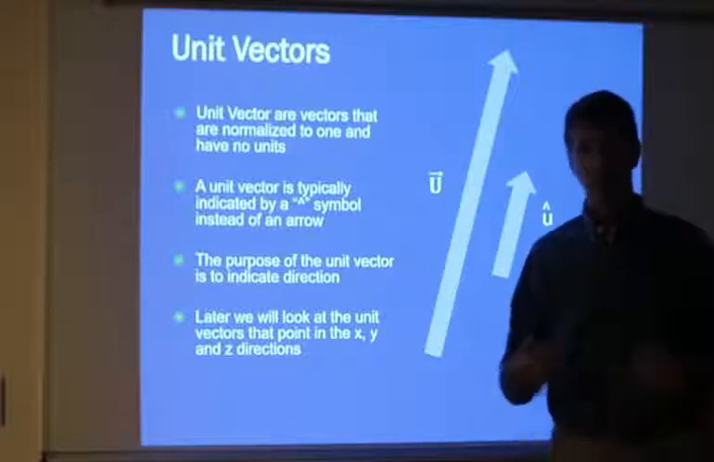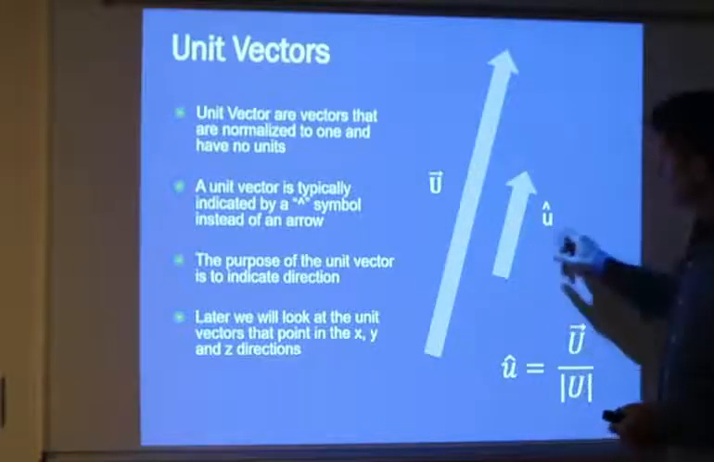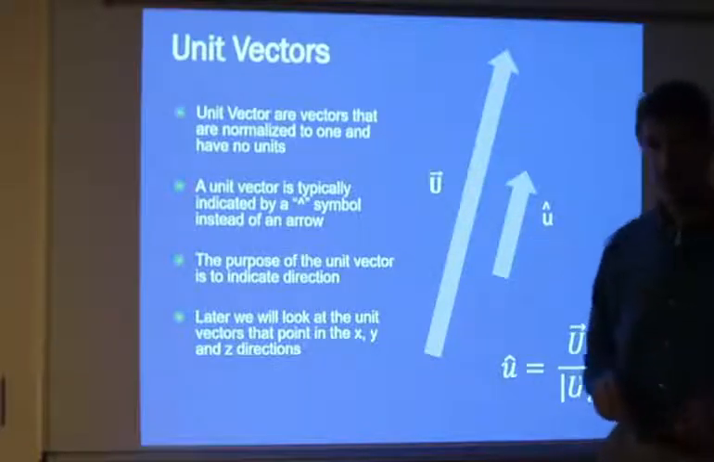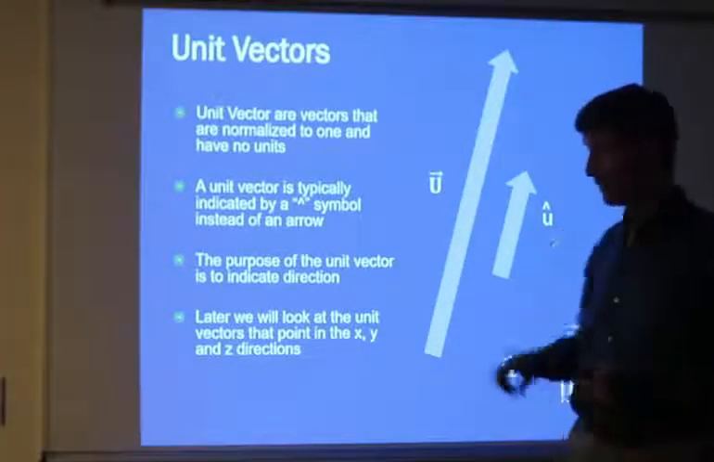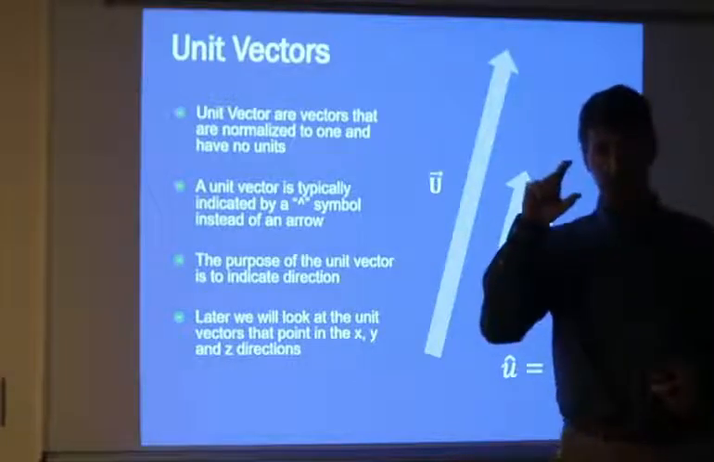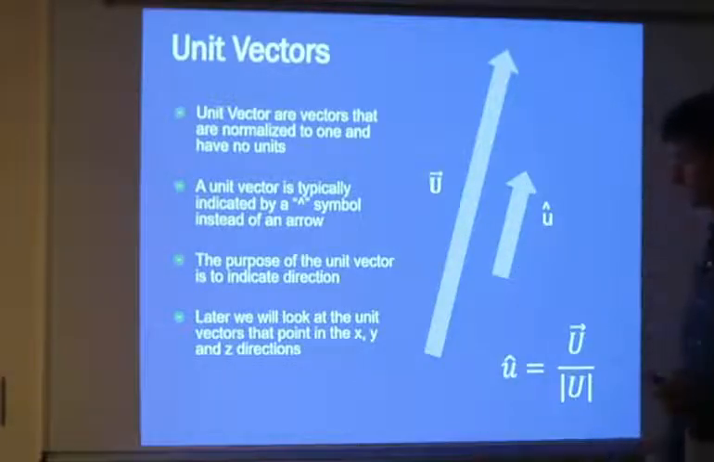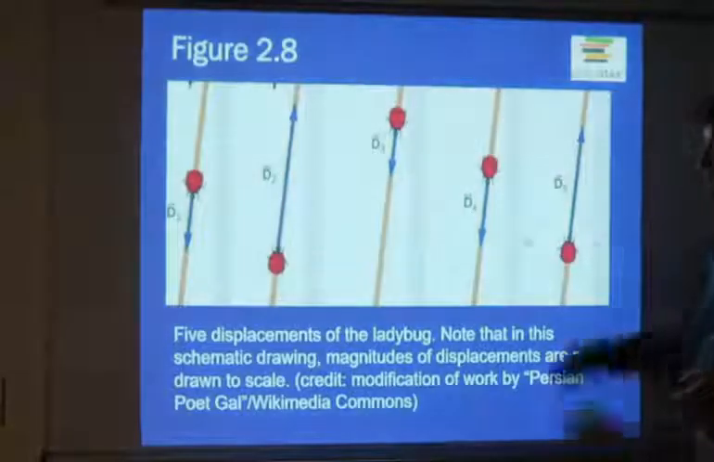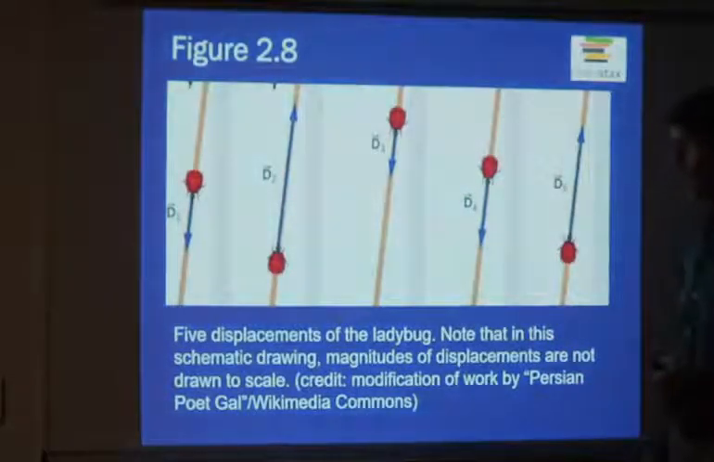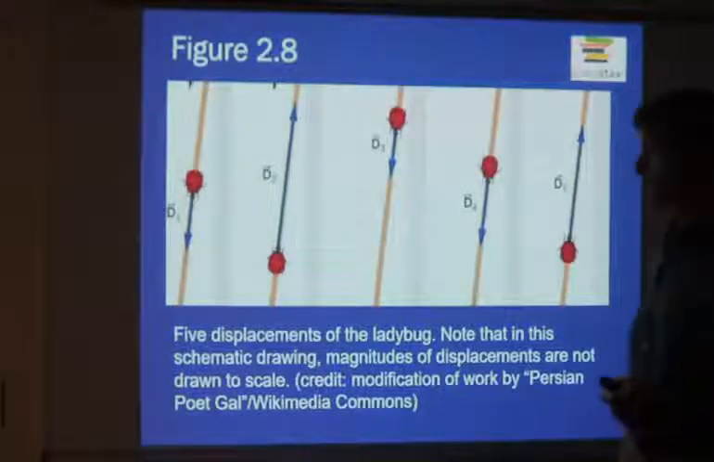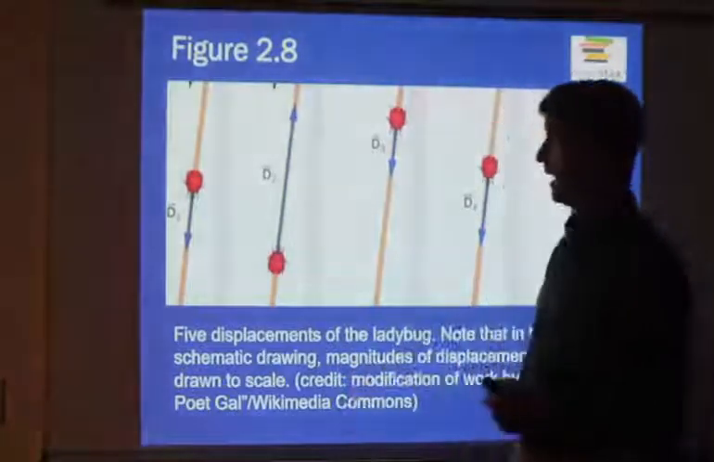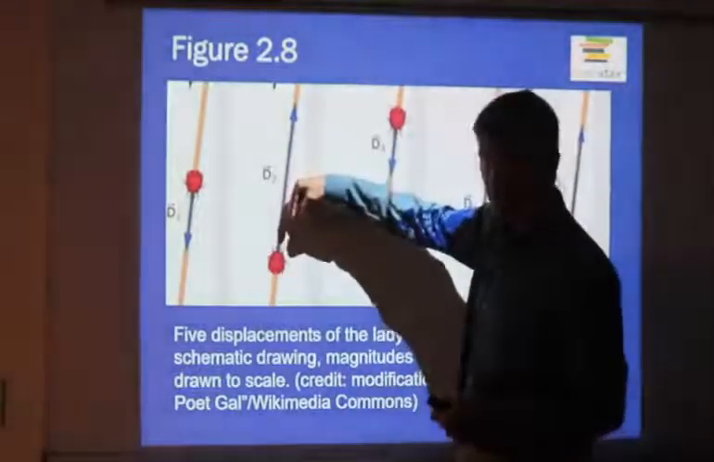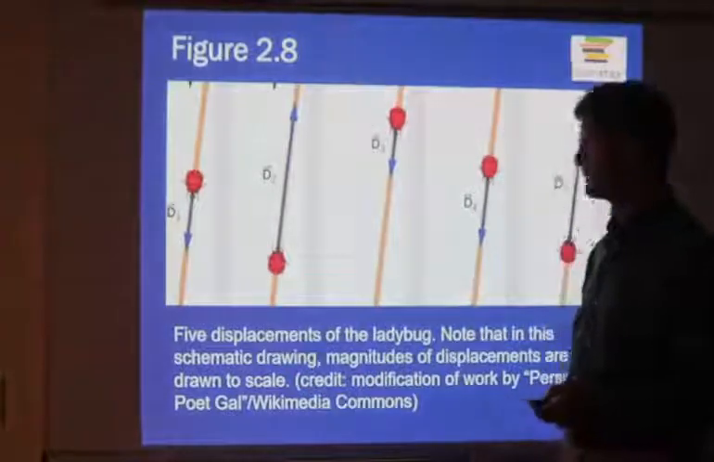The magnitude is always normalized to 1. And we use this little hat symbol to indicate that this is a special type of vector. It's not just an arrow, a regular generic vector. It is a unit vector, so it has been normalized to 1 using whatever units you are using. Unit vectors can be used to describe the direction. In this particular example that's in the book, we have a ladybug moving up and down a straw, and the positive unit vector goes this way, and the negative unit vector goes this way.